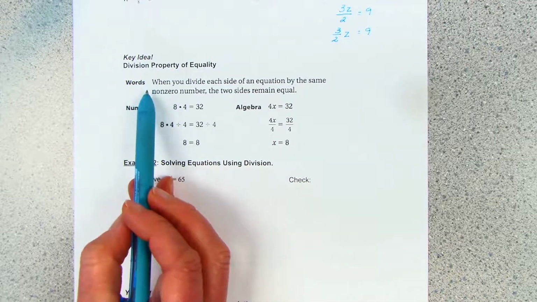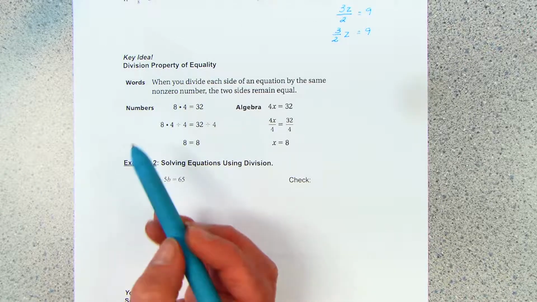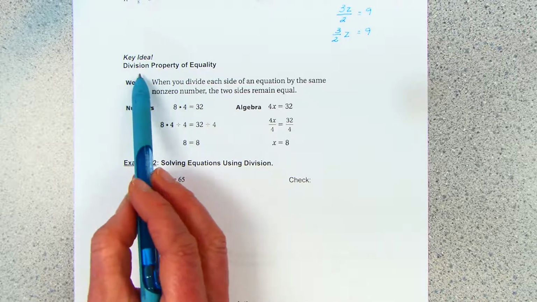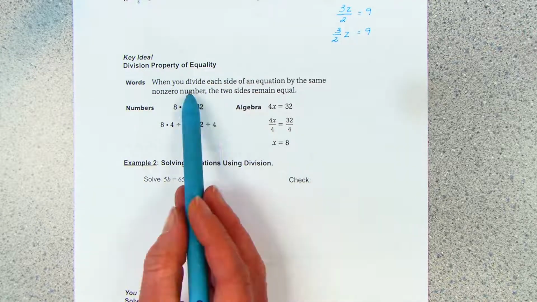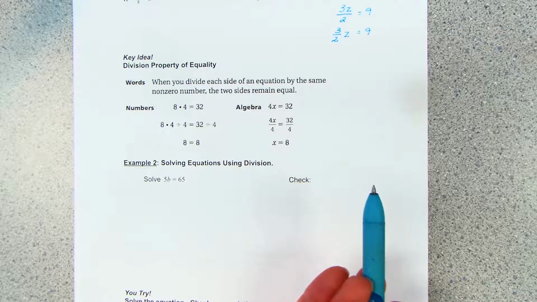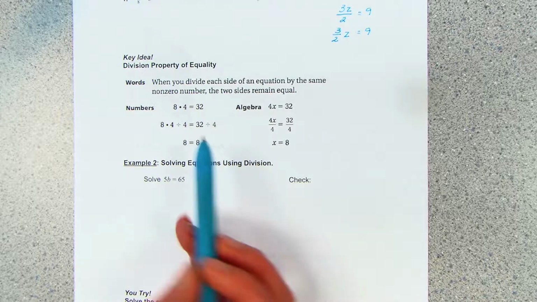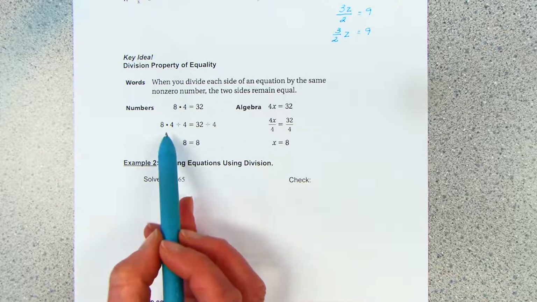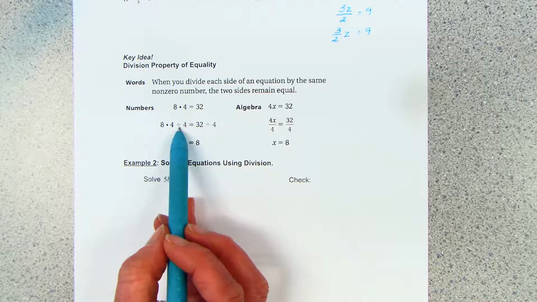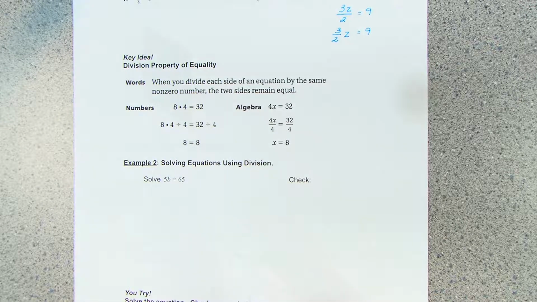So then continuing on that idea, we can also solve algebraic equations using division. So the division property of equality, it's just like the multiplication property. It just says that when you divide both sides of an equation by the same number, then the two sides remain equal. So this time I have 8 times 4 equals 32. Well, to undo that, I'm going to divide both sides by 4, and then I'm left with 8 equals 8.